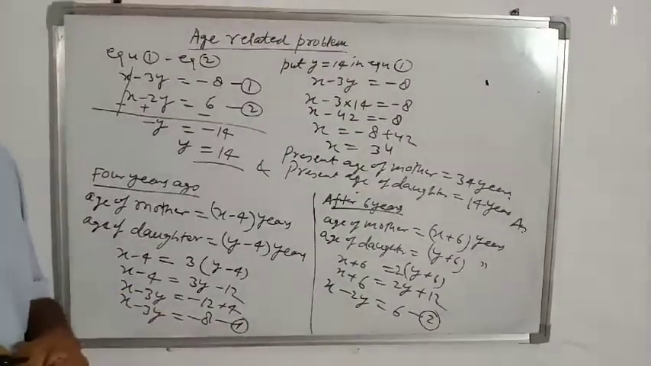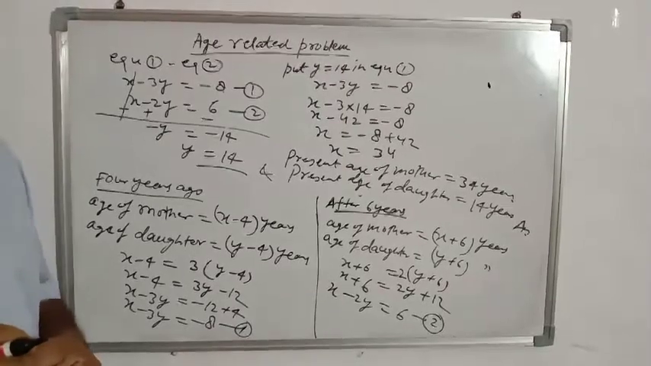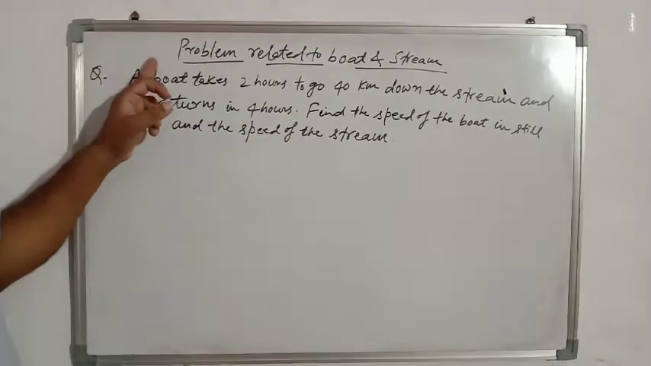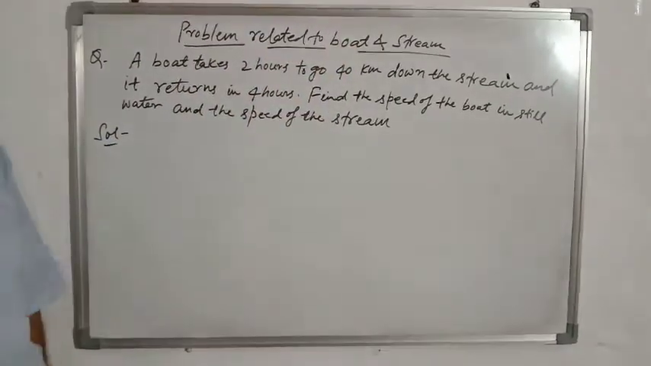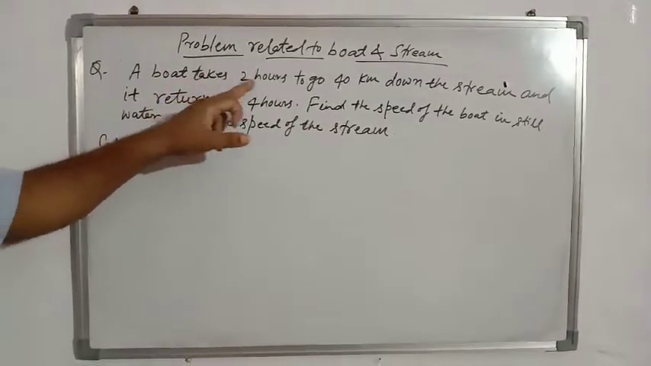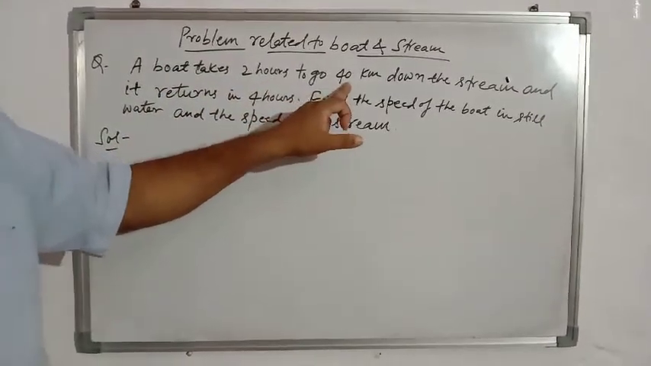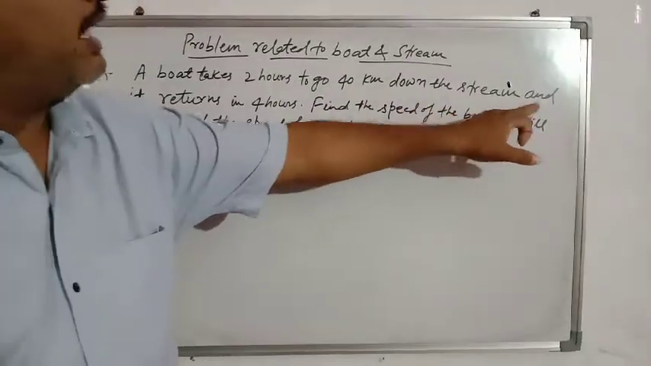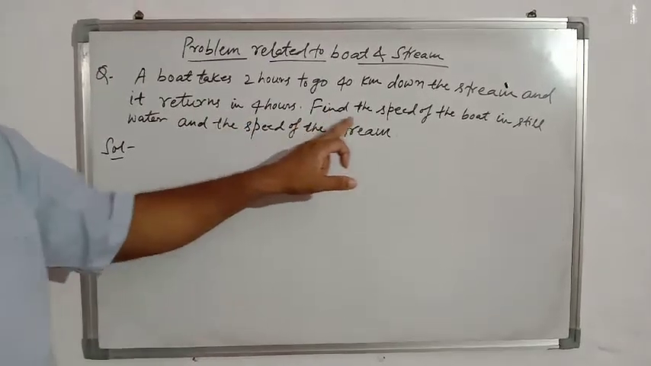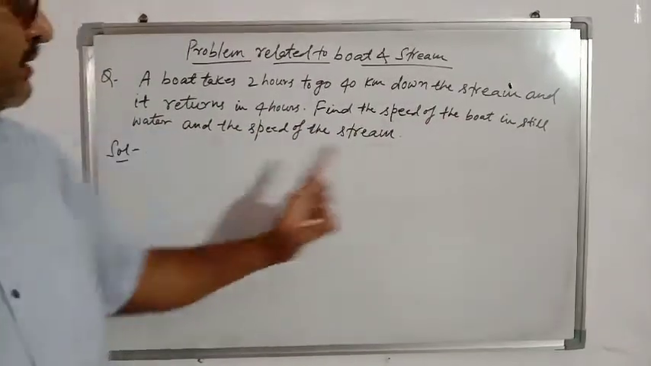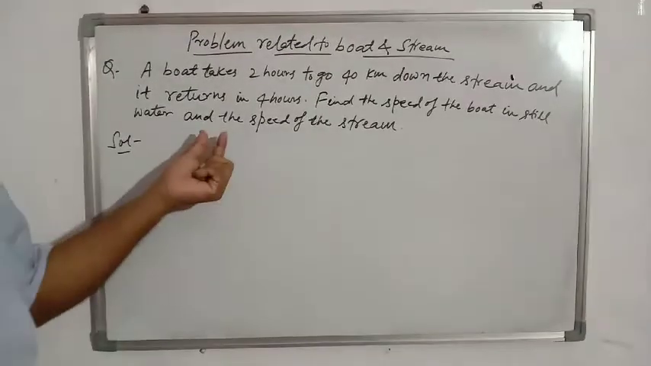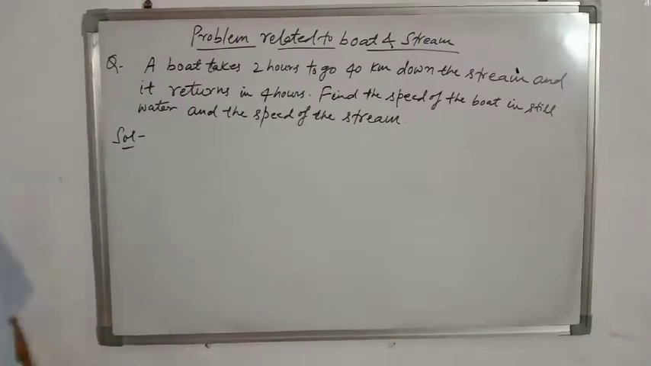Now we will take one more example based on boat and stream. See this problem related to boat and stream. I have taken one question here. A boat takes 2 hours to go 40 km distance down the stream and it returns in 4 hours. Find the speed of the boat in still water and the speed of the stream. We have to find the speed of the boat and the speed of the stream.